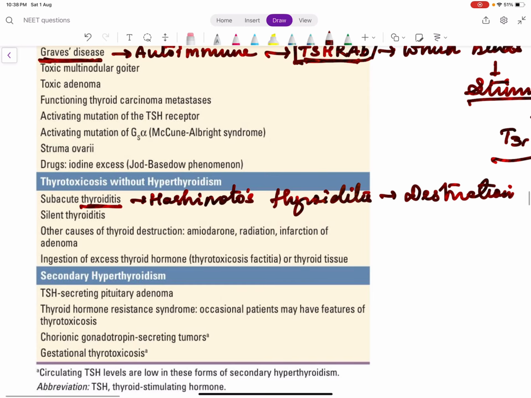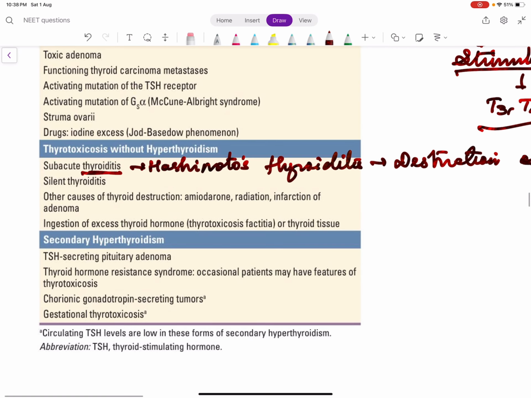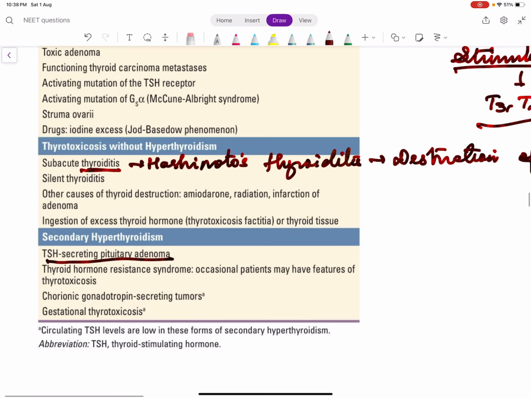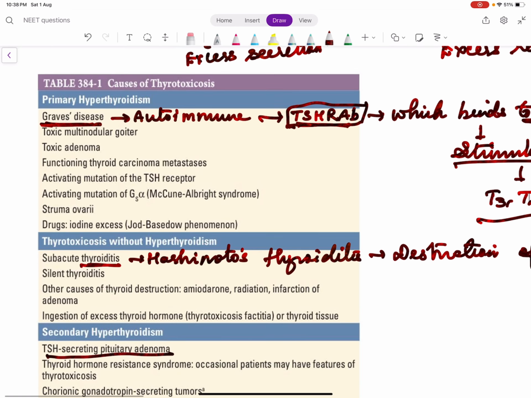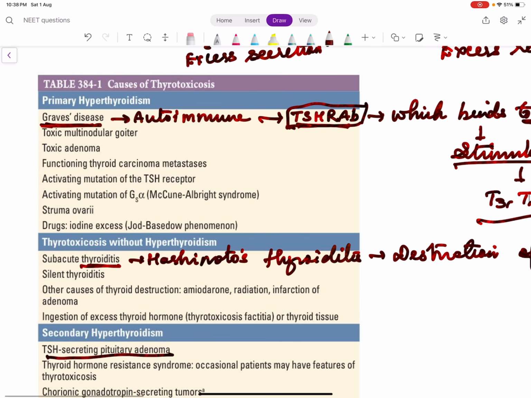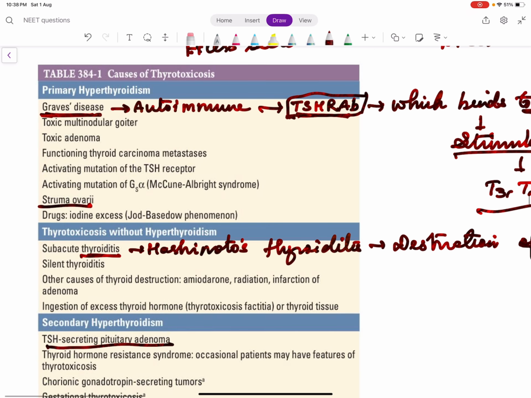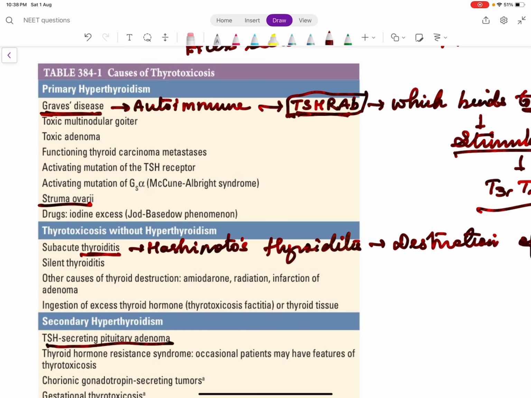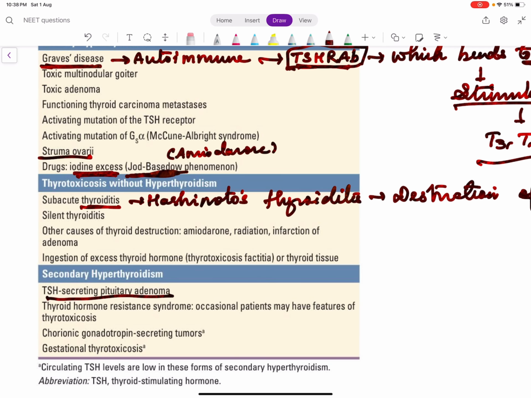So what are the other causes? Secondary causes are TSH secreting pituitary adenoma and struma ovarii, an ovary which produces thyroid hormone. There can be excess iodine. For example, amiodarone is a drug which causes thyroiditis. Iodine causing hyperthyroidism is called the Jod-Basedow phenomenon. Okay.